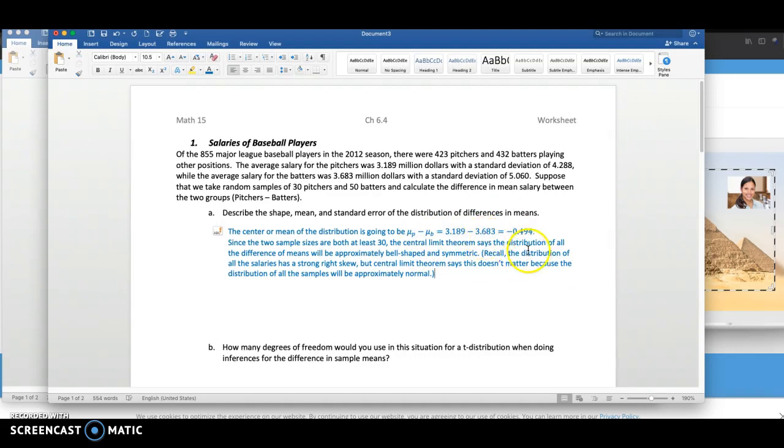Doesn't really matter with the population distribution. Note right here, the population distribution of all the salaries has a very strong right skew, as a lot of things that are money-based are. But the sampling distribution is going to end up being normal.